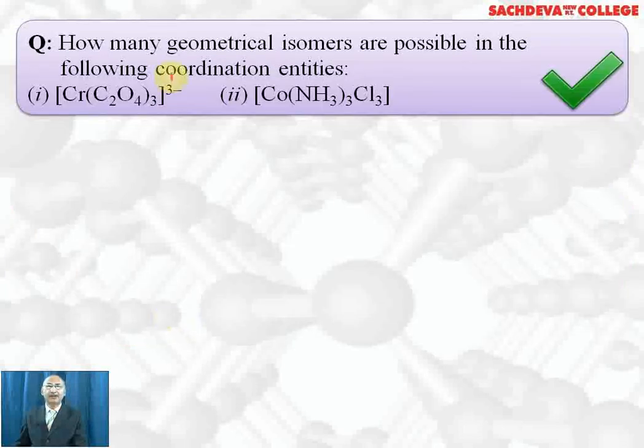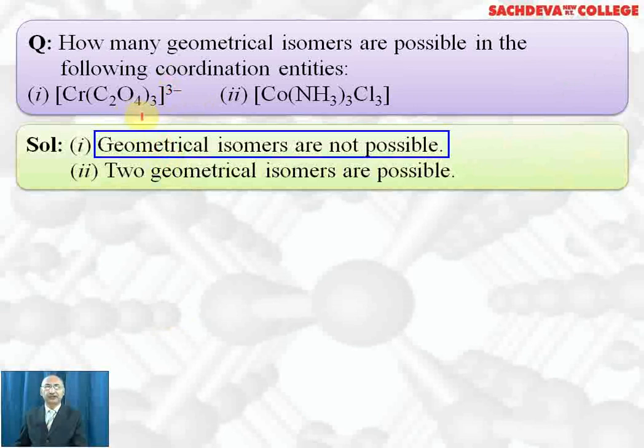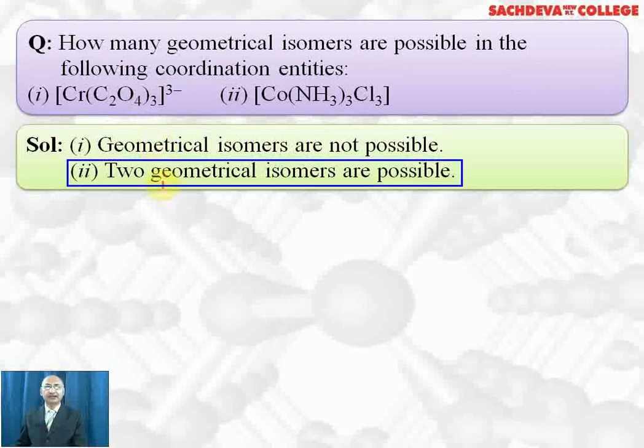Next, how many geometrical isomers are possible in the following coordination entities? In the first, geometrical isomerism is not possible because the oxalate ion is symmetrical, and cis-trans isomerism will not be possible. In the second case, two geometrical isomers are possible. One is called facial, where all ammonia are in succession. The second one is meridional, where ammonia and chlorine will be alternating.